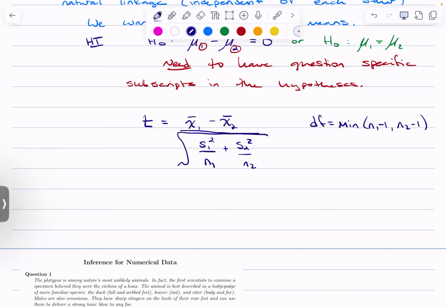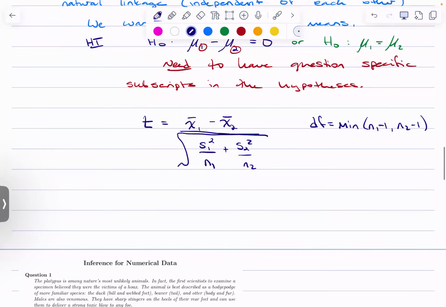But then once you have your degrees of freedom, you can go to your t-table and find your p-value just like we've been doing, and you can draw your conclusion. Hopefully when I say draw your conclusion, you understand, like, state the conclusion. I have had students in the past ask, what do you want me to draw here? I don't want you to draw anything, just state your conclusion. You can draw it if you want.